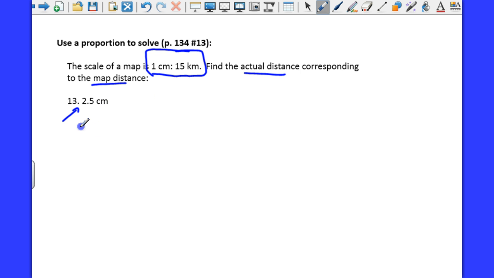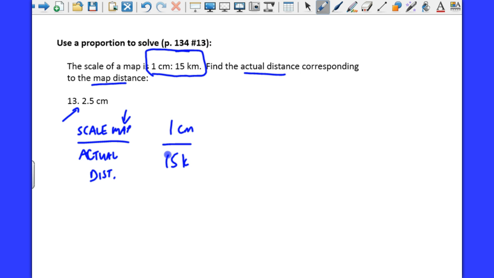Well, here's what I'm going to do. I am going to put the scale, in other words, the map, as my numerator, and the actual distance as my denominator. Actual distance. Okay, so in this scale, 1 centimeter on the map represents 15 kilometers. So I'm just going to put that like this. I'm putting the map measure 1 centimeter over 15 kilometers. So that's true of the entire map.